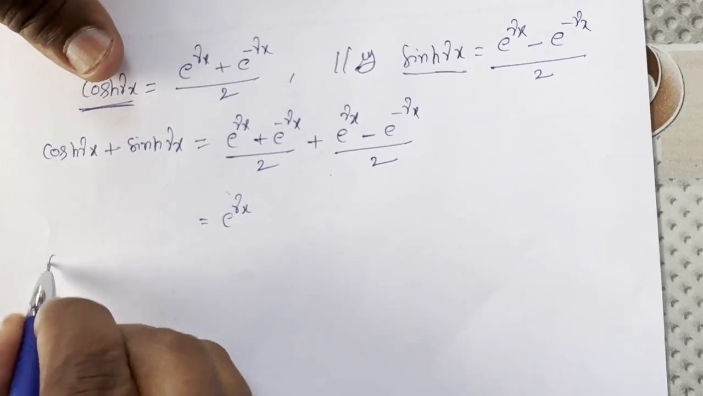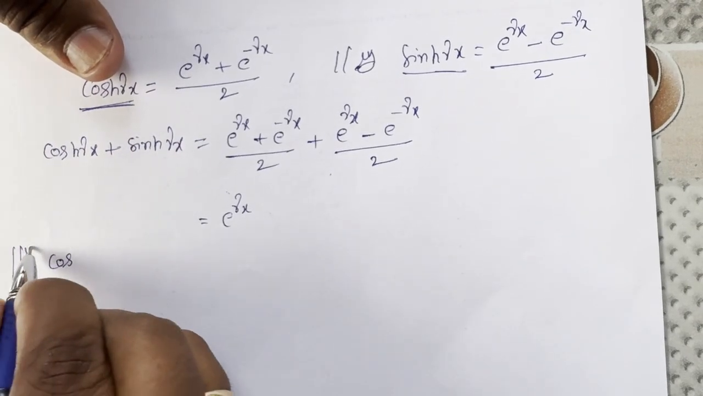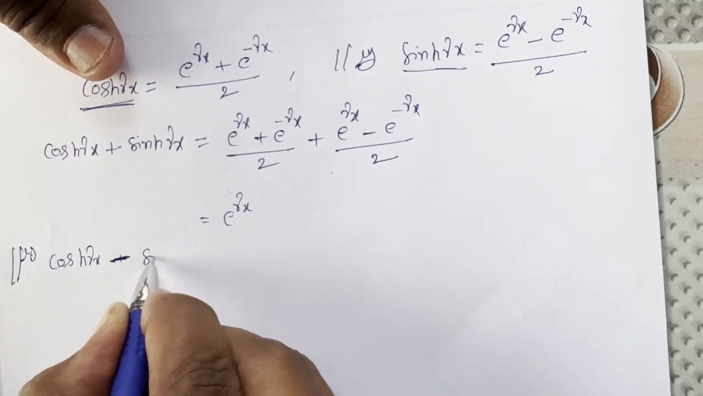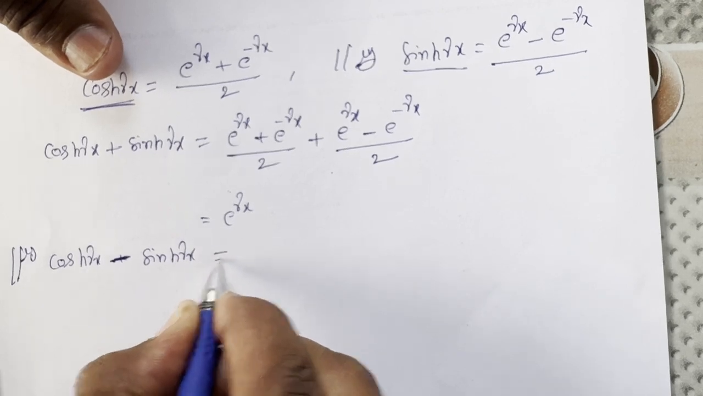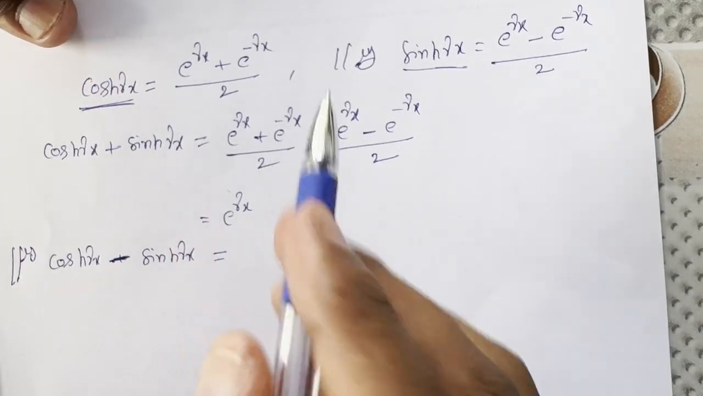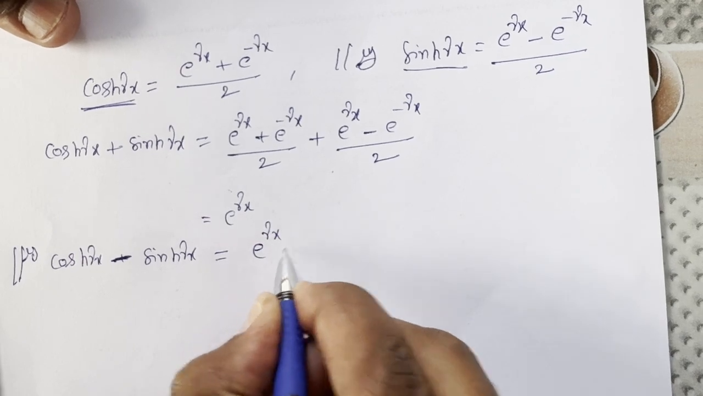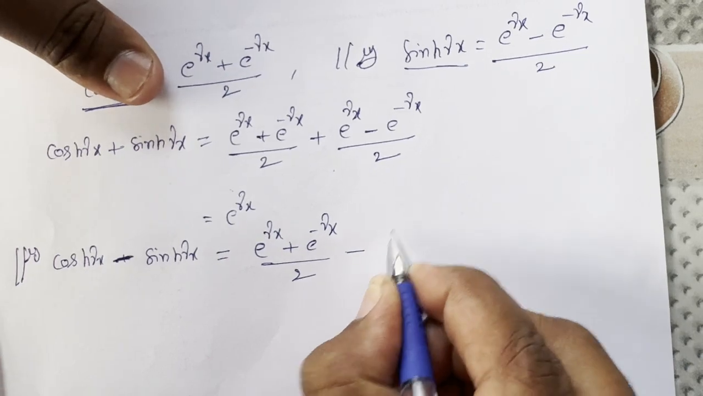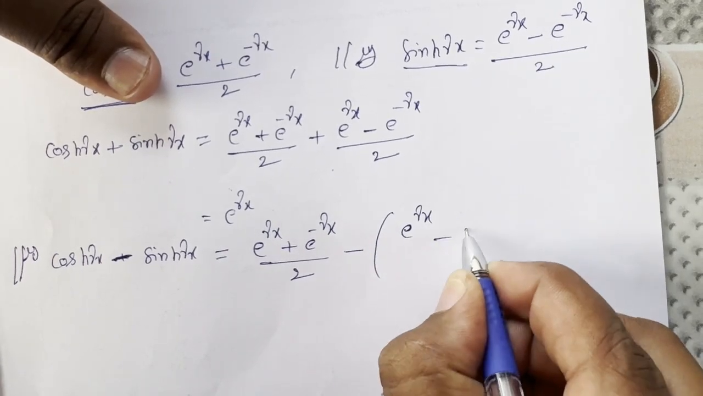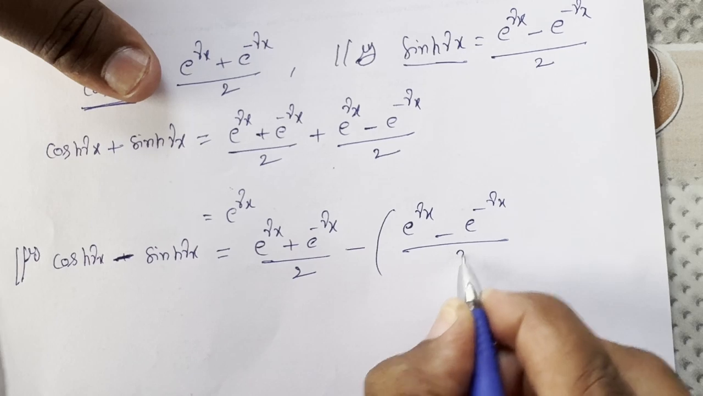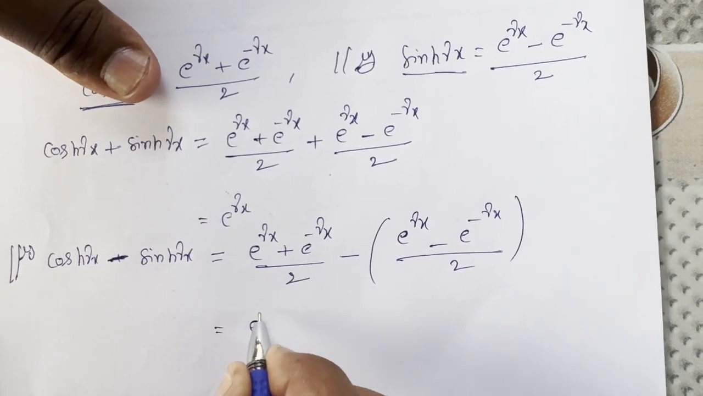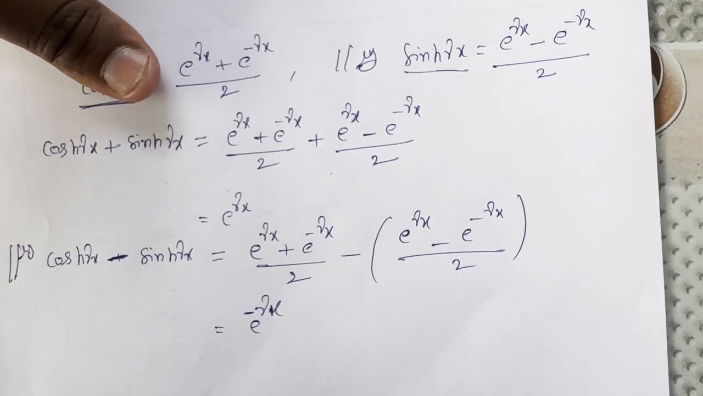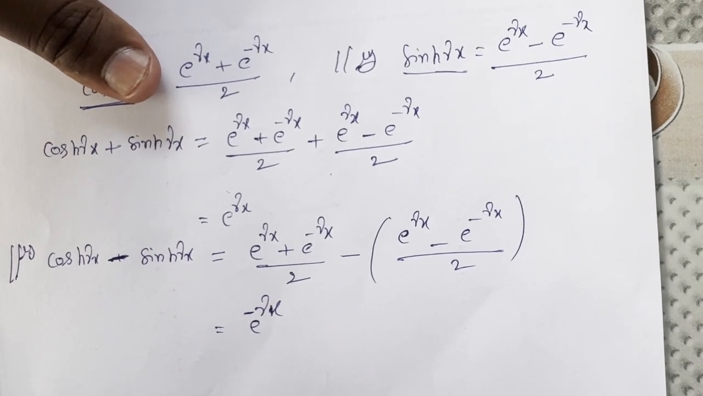Similarly, cosh gamma x minus sinh gamma x equal to, now I am making these two minuses, that is e power gamma x plus e power minus gamma x by 2 minus of e power gamma x minus e power minus gamma x by 2. Then we are getting e power minus gamma x here. Like this we are getting.